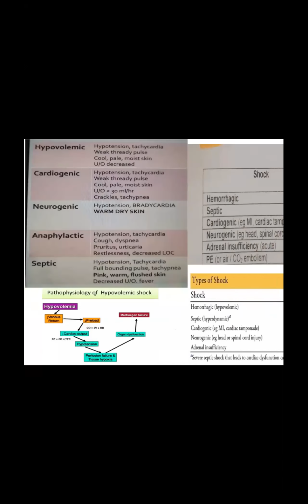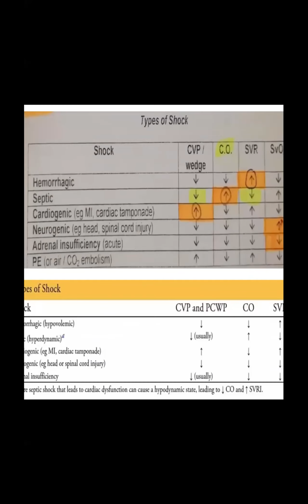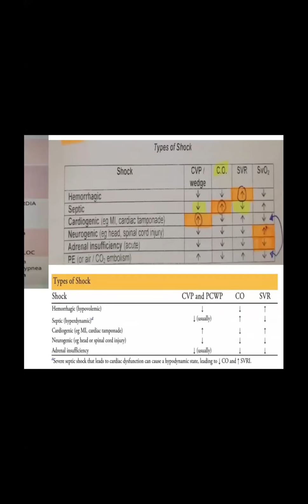This chart is for the presentation, but this chart is very important for the exam. You must know it, as the exam is very near. Hemorrhagic shock: shortly, I myself remember that only one will be higher, the vascular resistance. Systemic vascular resistance will be higher.